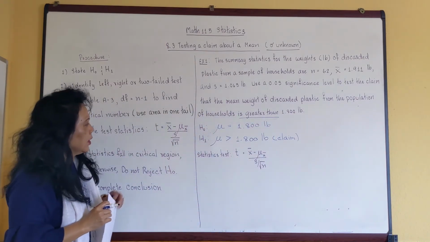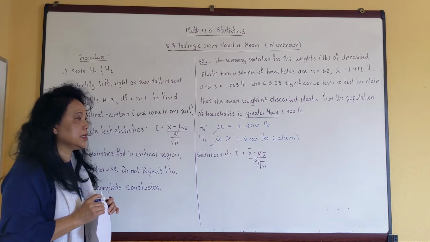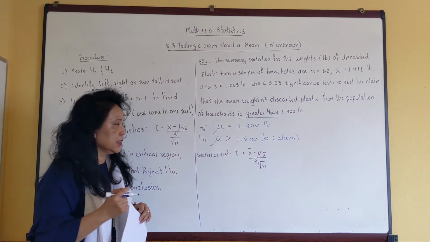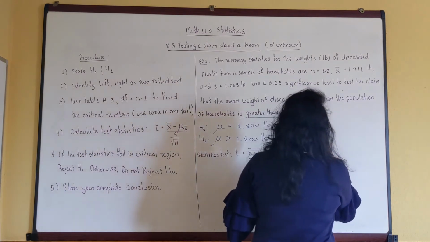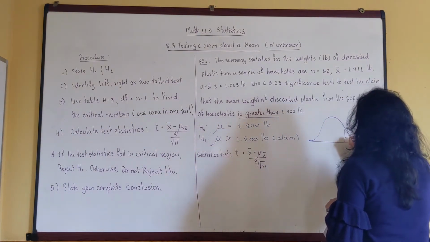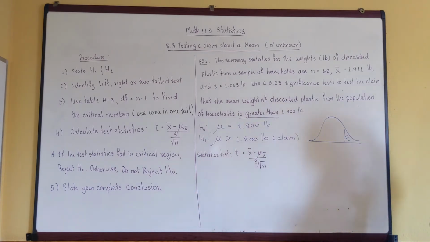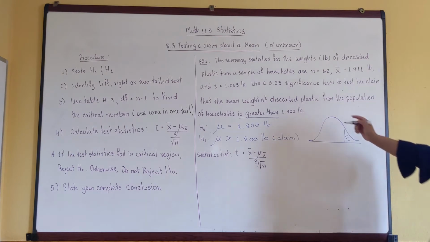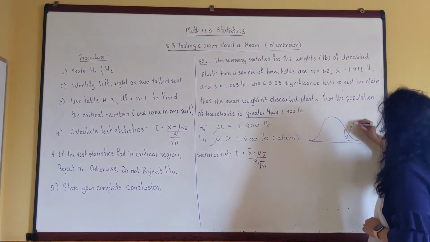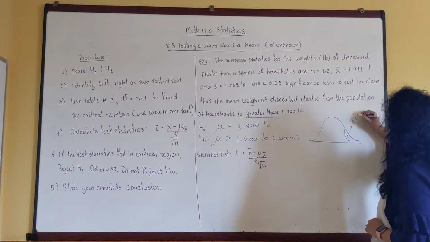Look at the alternative hypothesis: it is greater than, so you're gonna have a right tail test. So the shaded area will be to the right. Alpha is 0.05. Because we have only one shaded area, you will not divide alpha by 2. So this is alpha, 0.05.